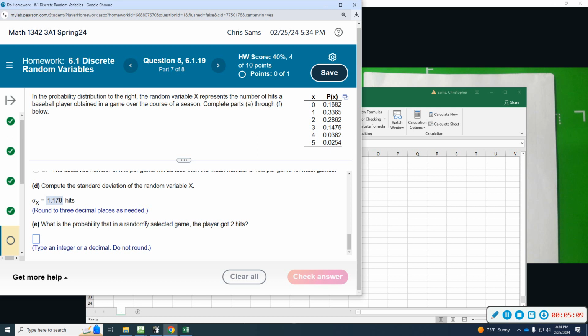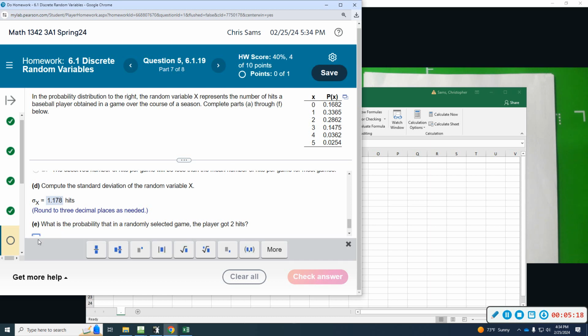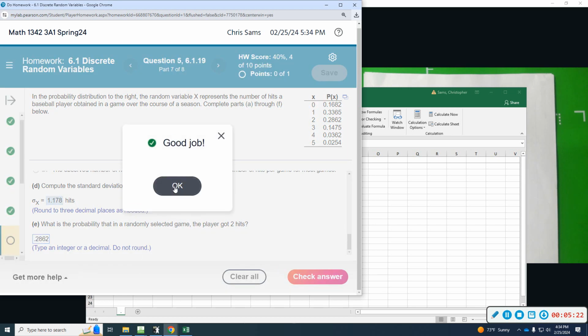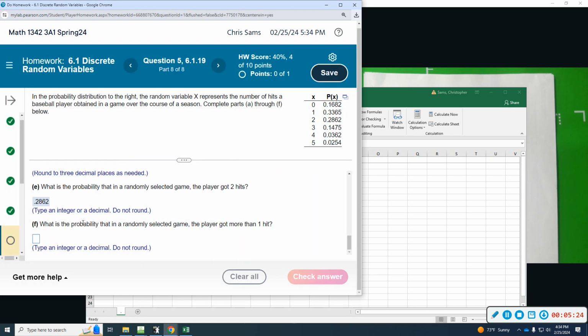What's the probability that in a randomly selected game he got 2 hits? So this is the probability distribution. 2 hits will give us 0.2862. And F, the probability the player got more than 1 hit, so more than 1. So that means not 0, not 1. 1 would be equal to 1. More than 1 would be 2, 3, 4, 5.